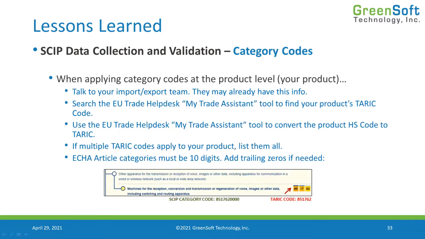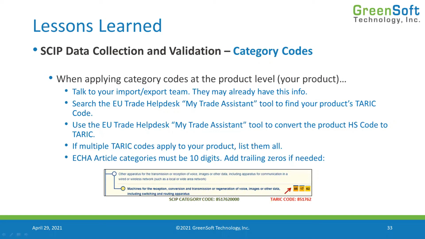Now, when you're applying the category codes to your product, right now we've been talking about codes basically from the point of view of getting that information on the articles within our product: the resistors, the inductors, the LEDs, whatever I put in my product that contains the SVHC. But what about my product? I have to provide that information at the product level too. I make a wireless router. Well, what's the TARIC code for a wireless router? How do I get that information?